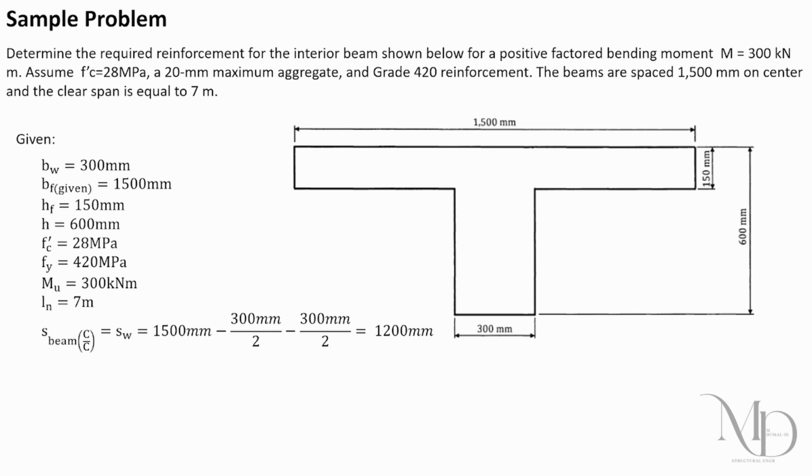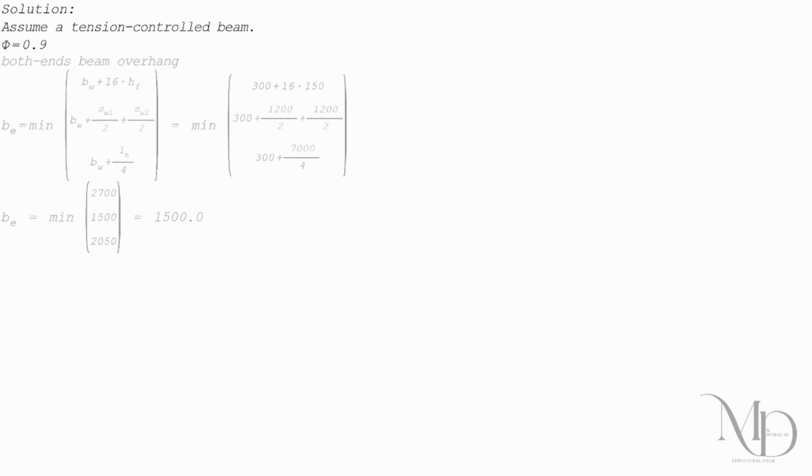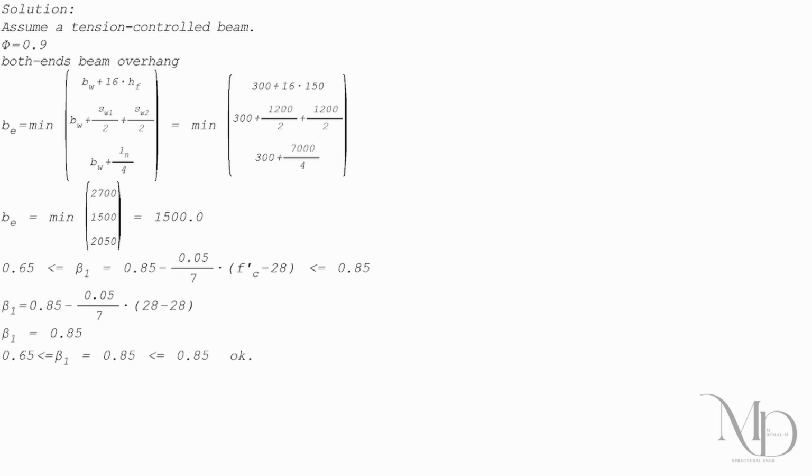Let us solve the problem. Let us first declare our assumptions: tension controlled section, and single layer reinforcement. We will ignore the value of the given flange width and solve the effective value using the NSCP C101 provision under section 406.3.2. Note that, as per illustration, the beam is both ends continuous. We solve the value of beta 1 as per code. And from the assumption of single layer reinforcement, we solve for the value of the effective depth.